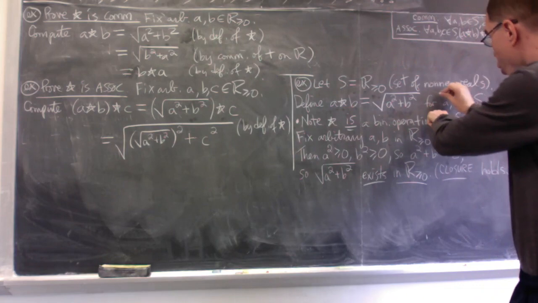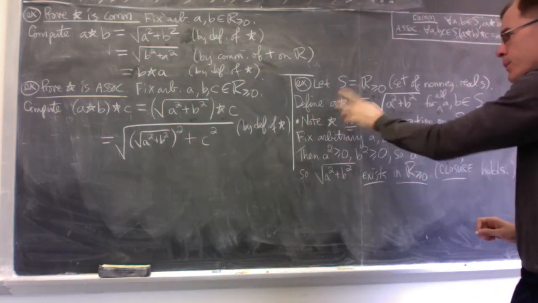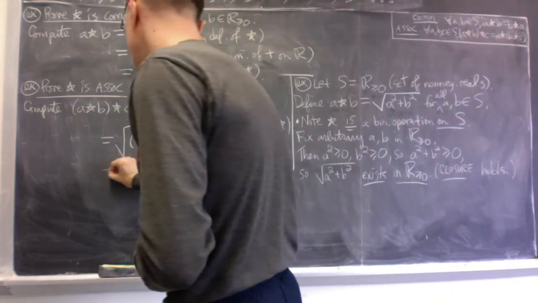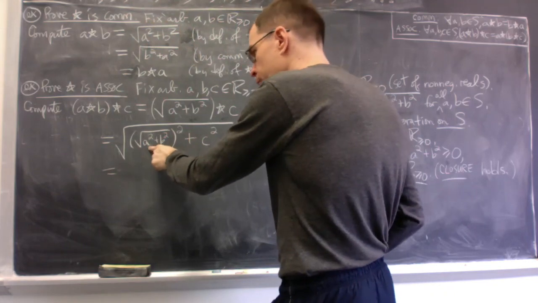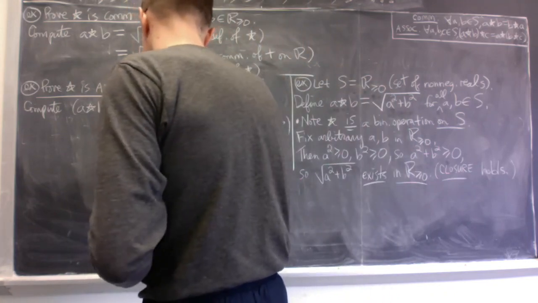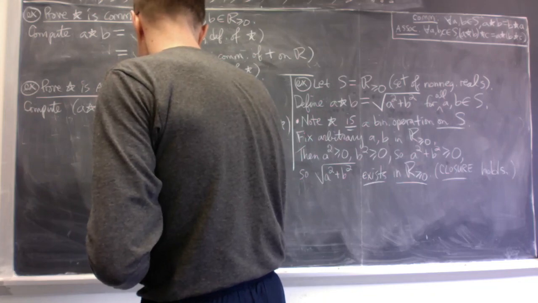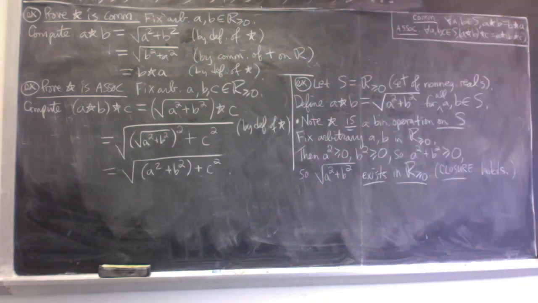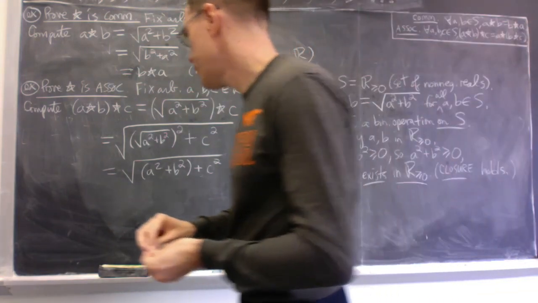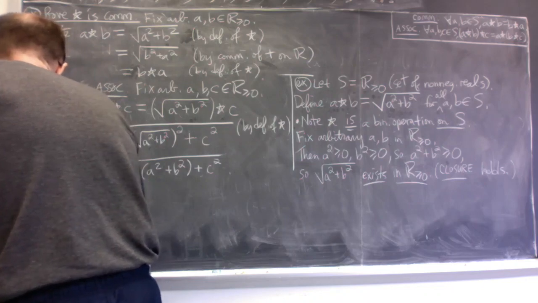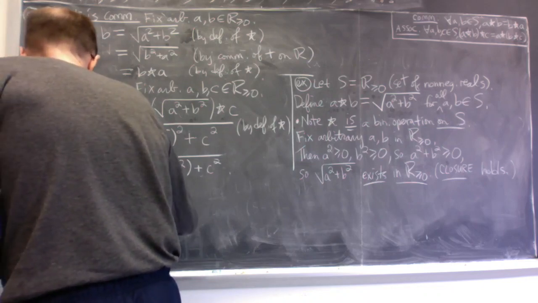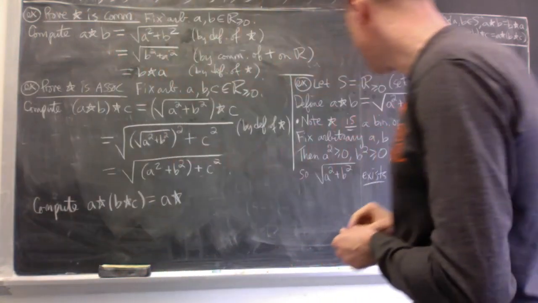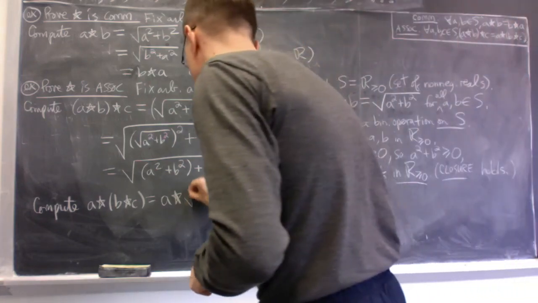This definition is for all A, B in S, I should have said. So A and B can be replaced by expressions, and then you just manipulate the expressions. If you square the square root, you get the internal expression back. So we get that. Okay. Now, on the other hand, if I move the parentheses to over here, and I'm going to do it one at a time, B star C is the square root of B squared plus C squared.